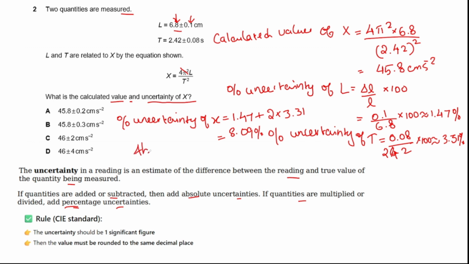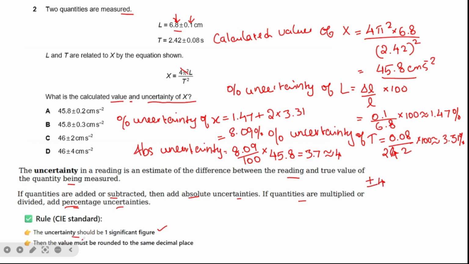So we can find the absolute uncertainty of this value. It's going to be 8.09 percent of 45.8. You need to change it into a fraction, so you divide by 100 and multiply by 45.8. That's equal to 3.7, nearly equal to 4. So the uncertainty is going to be plus or minus 4.